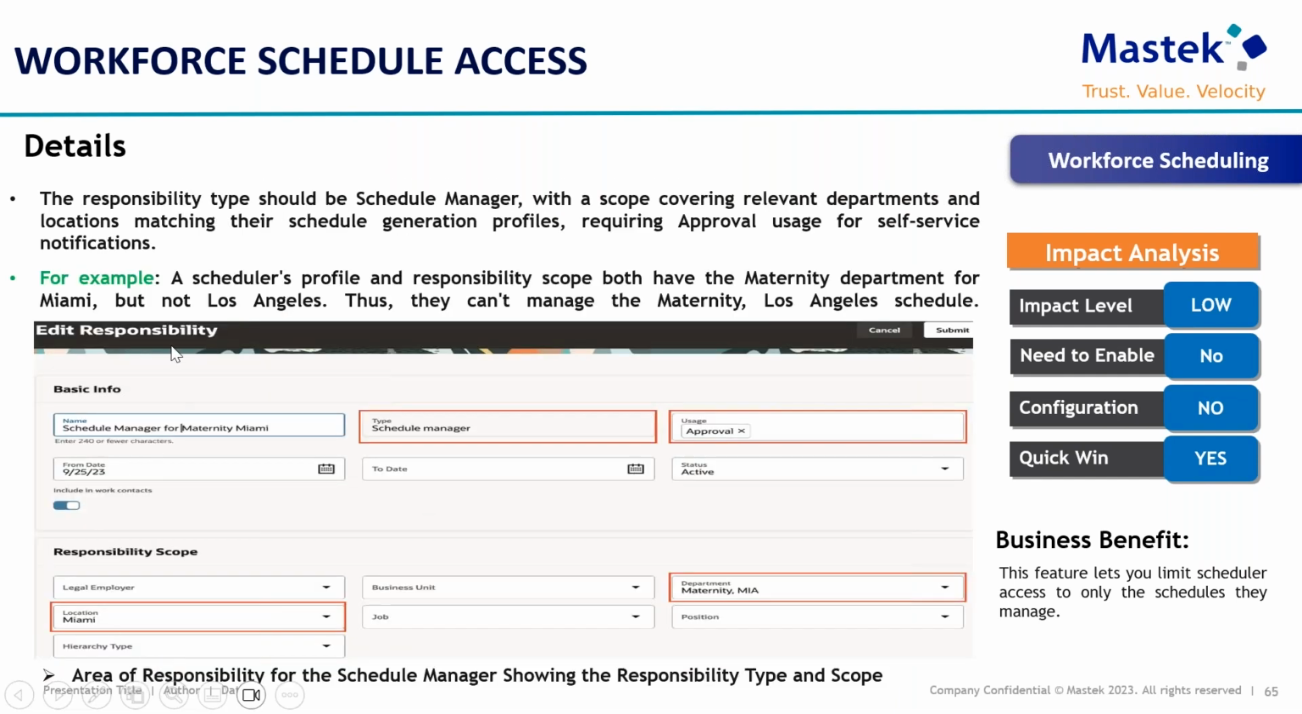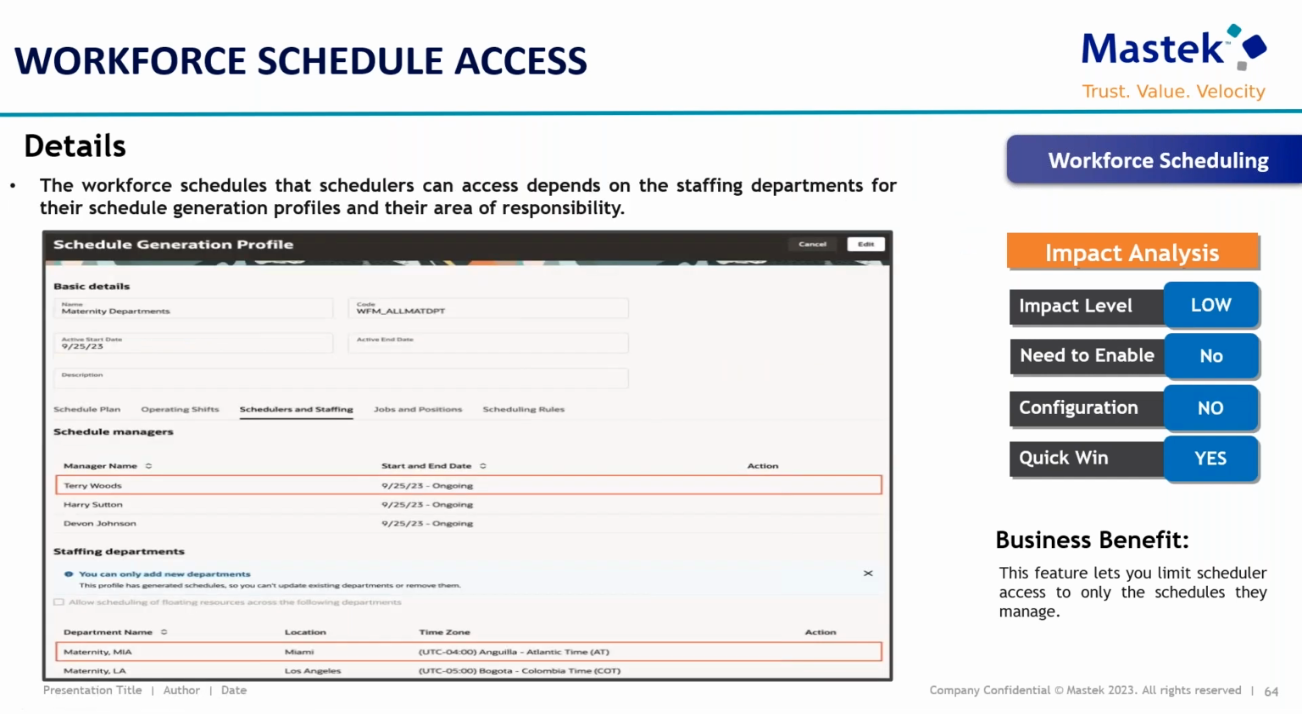Now, if you create a responsibility for maternity MIA and location Miami, then the system will only be able to display the details related to MIA maternity. It won't allow the user to view the maternity LA, and because both of the staffing decisions are inside, only the maternity MIA will be able to access the data of this scheduling profile.